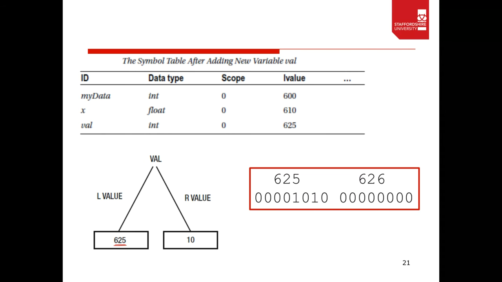We start off at 625, but it's an integer value, so we know it's 2 bytes. Another variable can't be stored in 626. You don't define the 625; you can find out what it is, but you don't define it. It's the next free space. Okay.